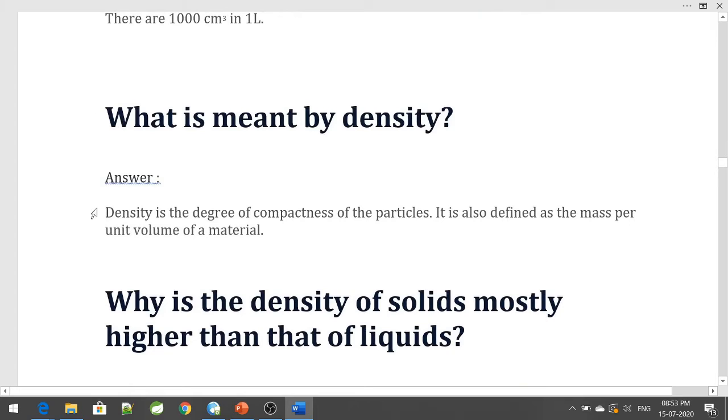What is meant by density? Density is the degree of compactness of the particles. It is also defined as mass per unit volume of a material. Take an example of an apartment. In an apartment, many people live on each floor. Whereas in an independent house, though the area is the same, the number of people living in an apartment is more compared to an independent house. The area is the same. In that way, density is the degree of compactness of the particles, also defined as mass per unit volume of a material.